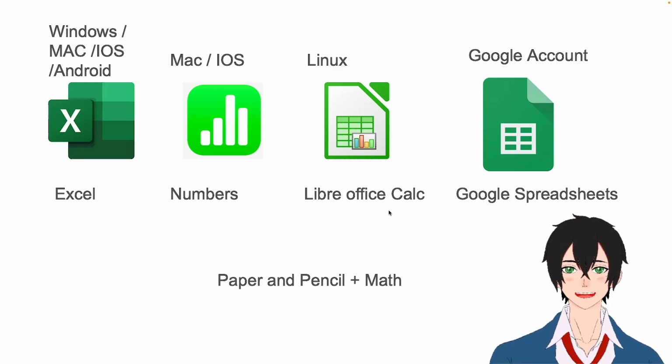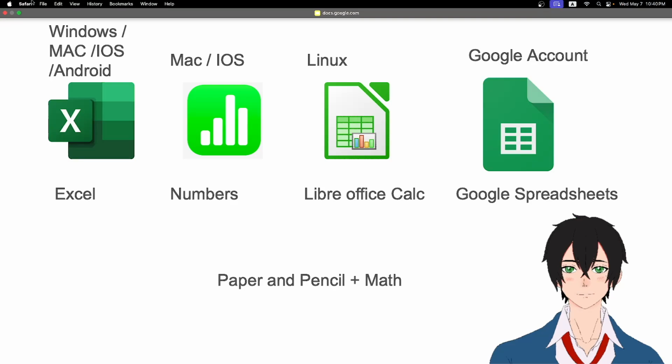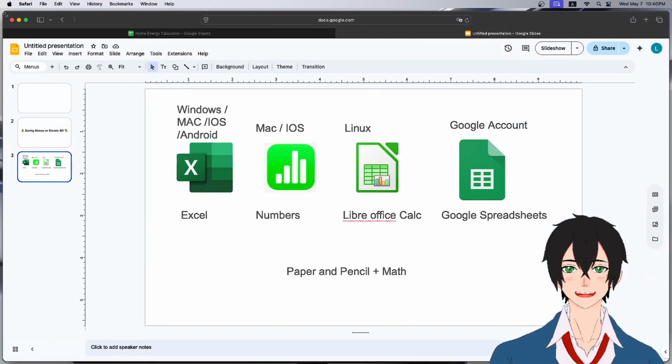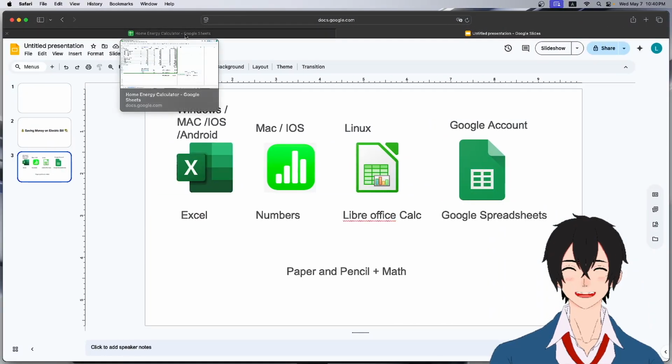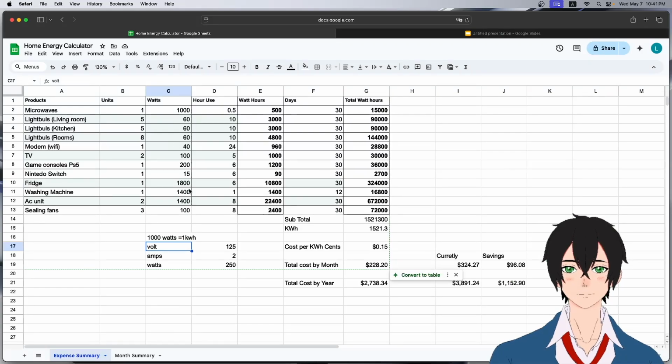Or if you don't have any of those things, or maybe you want to go very traditional, just grab a piece of paper, a pencil, and yeah, use math because we're gonna use some math here, but don't worry, it's very easy math. So what I'm gonna do is I'm gonna use a Google spreadsheet. I come up with this table so that you may understand what is going on over here.